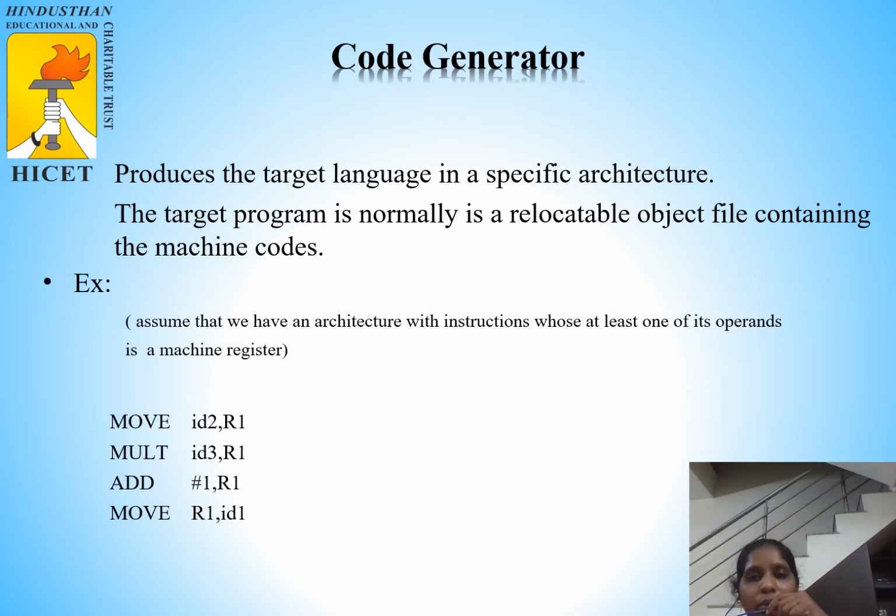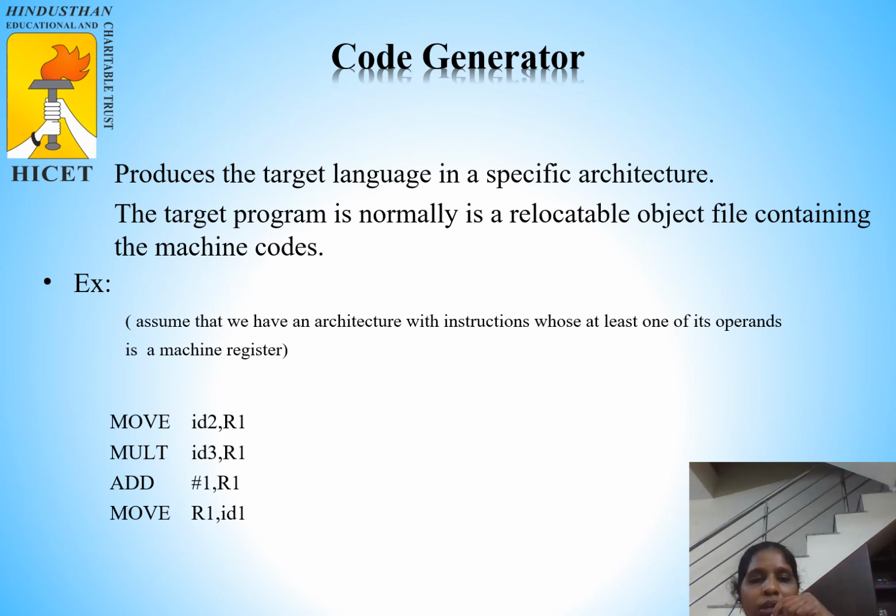Once the code optimizer completes the optimization process, the next one is the code generator, the target language to be generated here. The target program is normally a relocatable object file which contains the machine codes. The above 2 lines, the multiplication as well as the addition, will be converted into the following object file, that is a relocatable one, as follows.